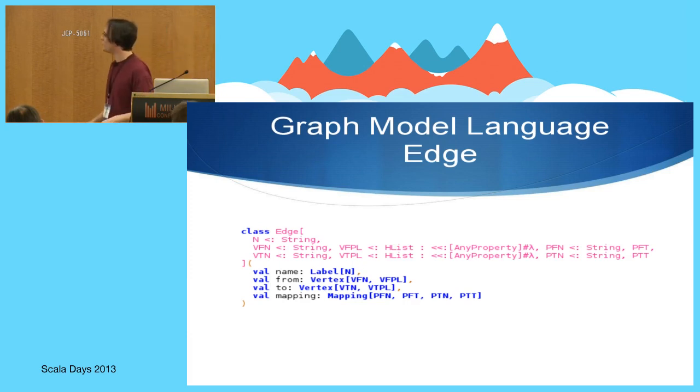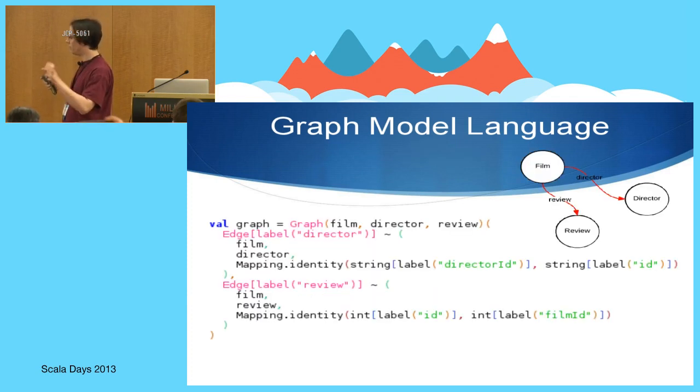You shouldn't be afraid about all the type parameters. So basically here we define an edge which has a name, a vertex which is from, vertex to, and then the mapping. So the mapping actually defines which property we want to map from and to.